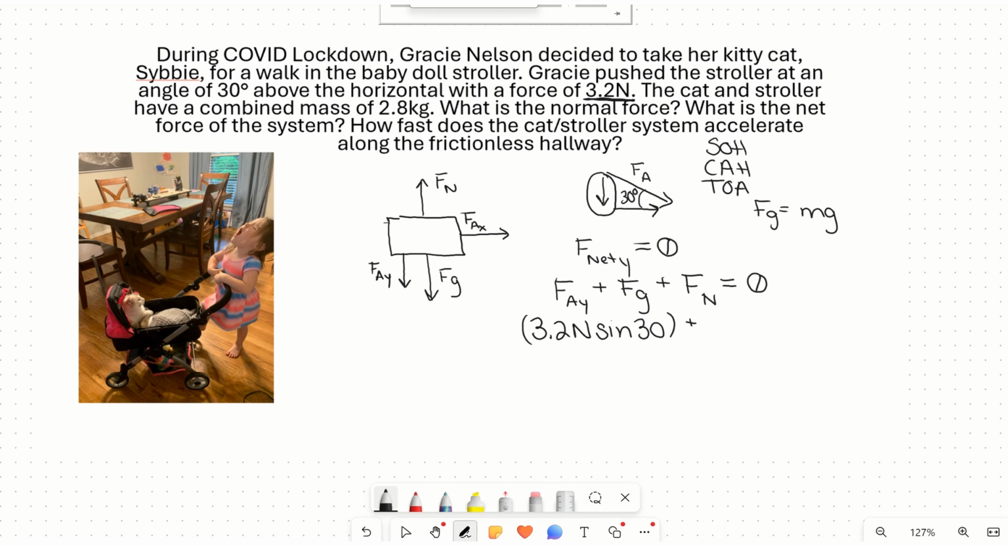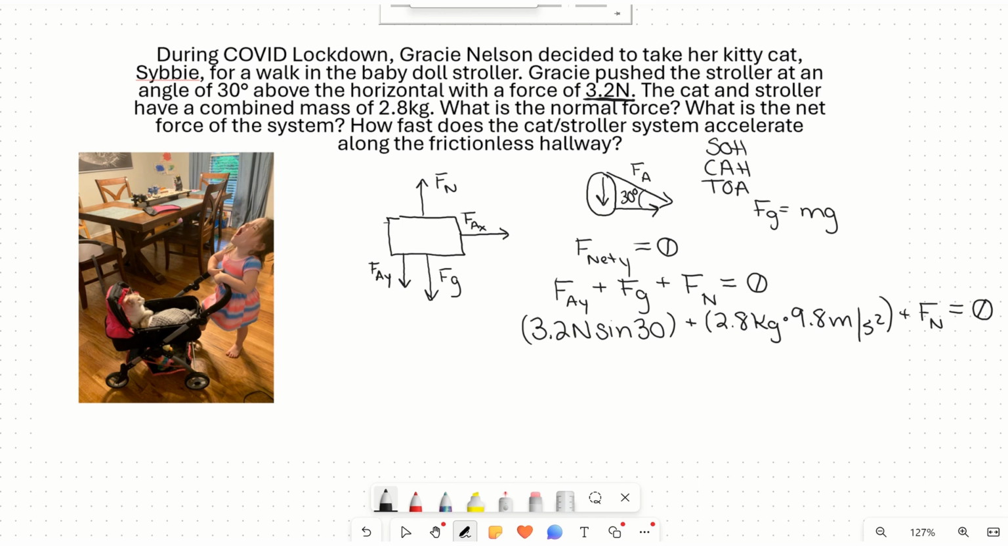Then I know my force of gravity is going to be my mass. My mass of the system is 2.8 kilograms, and I'm going to multiply that by the acceleration due to gravity, 9.8 meters per second squared. Then we have force normal. We don't know what force normal is, but we know that all three of these have to add up to 0. So first I'm going to find that force applied in the y, looking at this 3.2 newtons times the sine of 30. That's going to give me my force applied in the y. So I want you to go ahead and put 3.2 sine of 30 into your calculator.